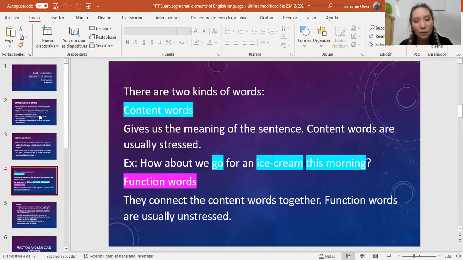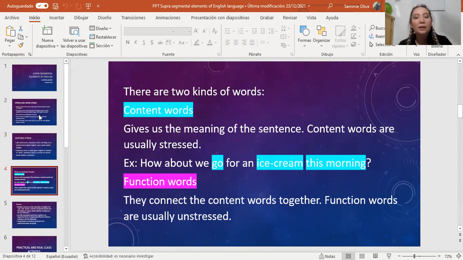There are two kinds of words, content words and function words. Content words give us the meaning of the sentence. Content words are usually stressed. For example, how about we go for an ice cream this morning?